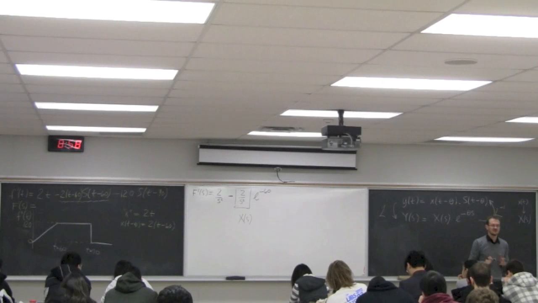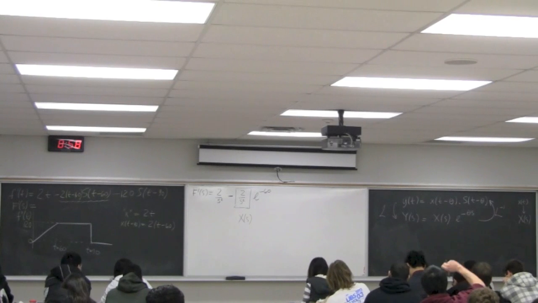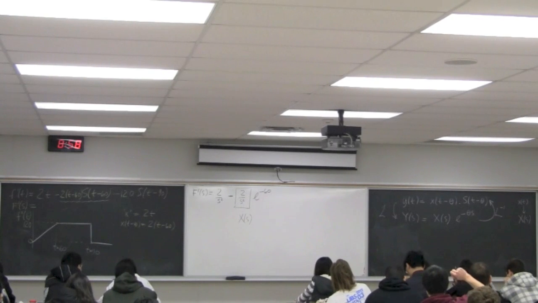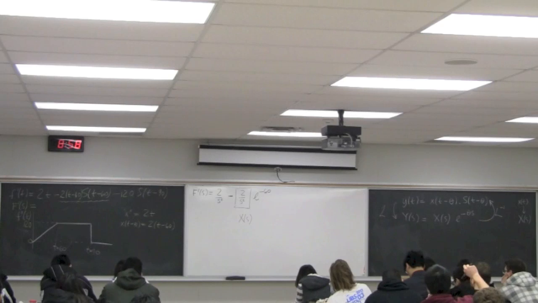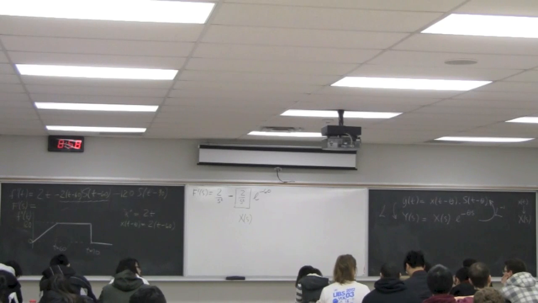A few confused faces, but work through that. Maybe talk with your neighbor next to you. If your neighbor understands how to do it, discuss and convince the person next to you, and I'm going to recap it again. Is it e to the negative 60s? Yeah.